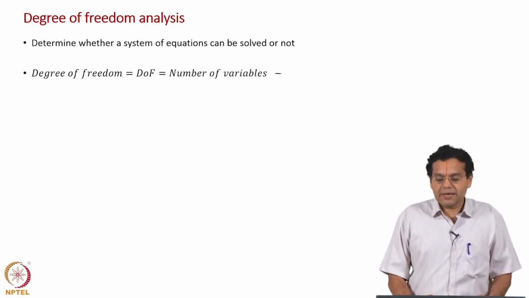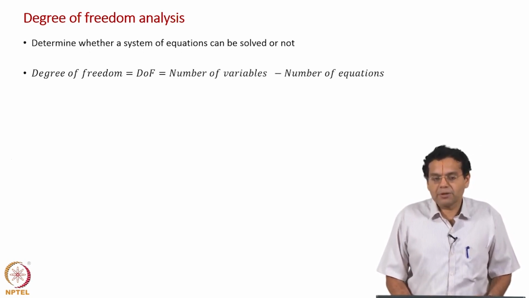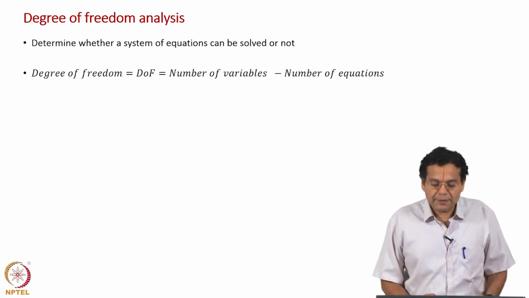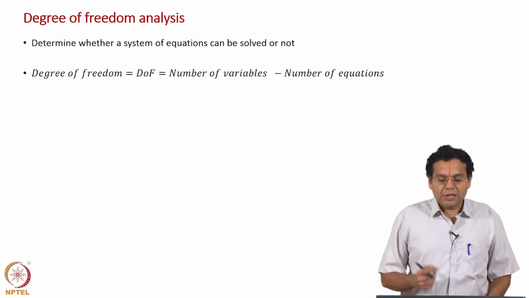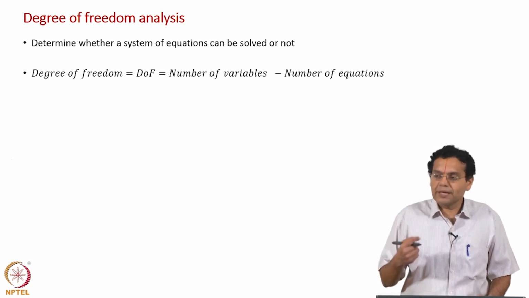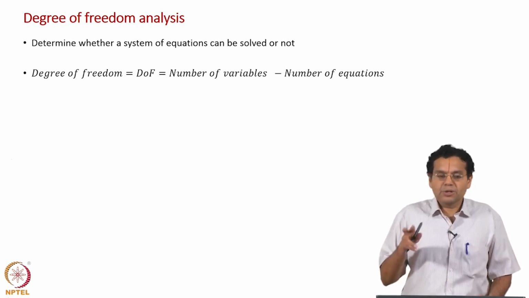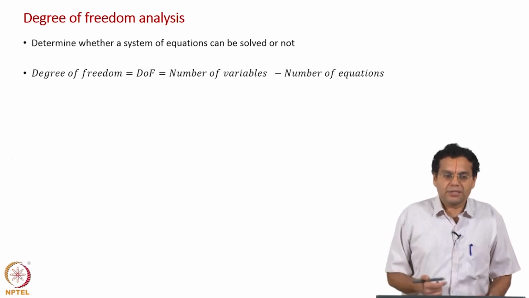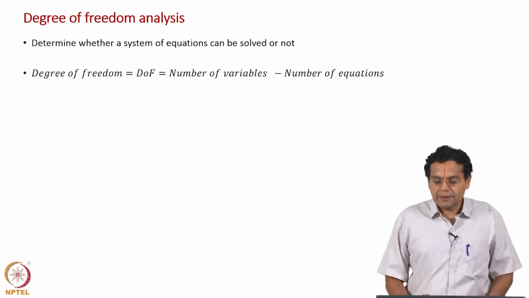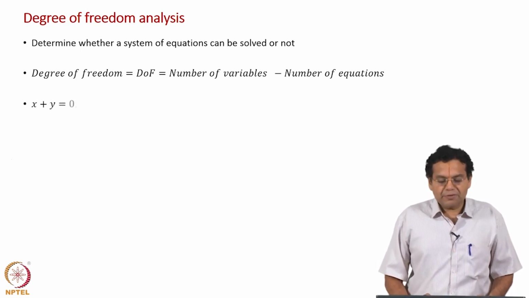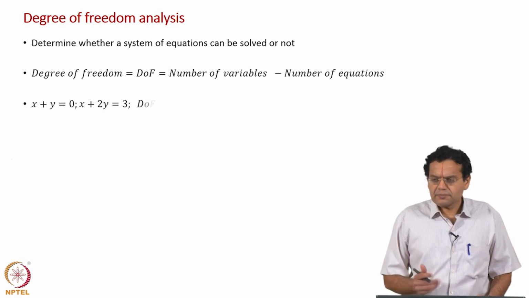Degree of freedom is defined as number of variables minus number of equations, or more formally, number of unknown variables minus number of independent equations. The equations should be independent of each other, which means you should not be able to get one equation by a linear combination of other equations. For our purpose, all of the equations are independent. The variables counted are the unknown variables.